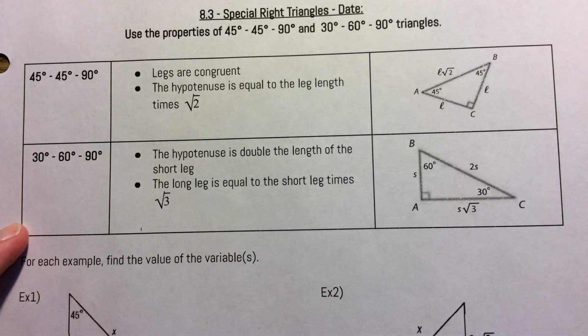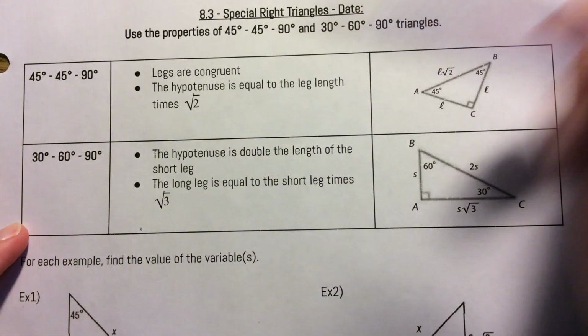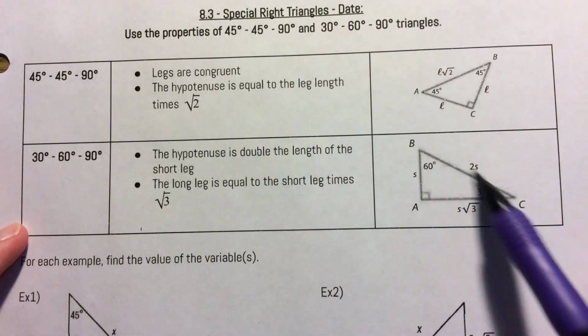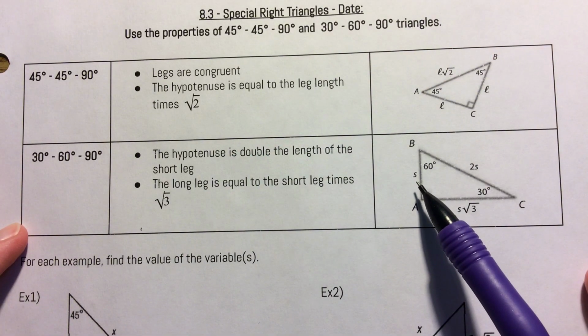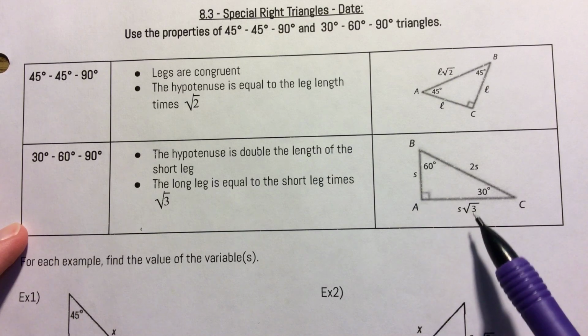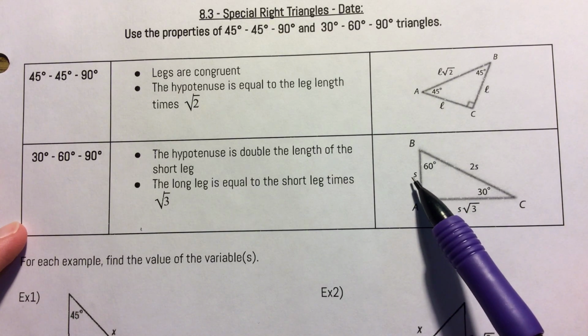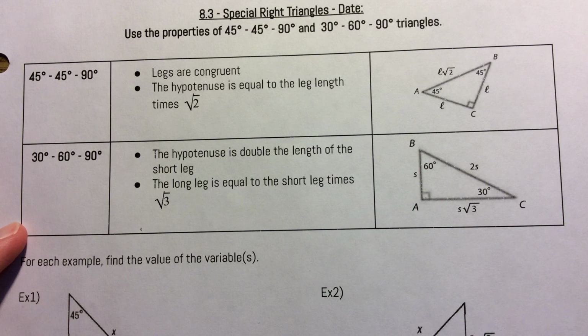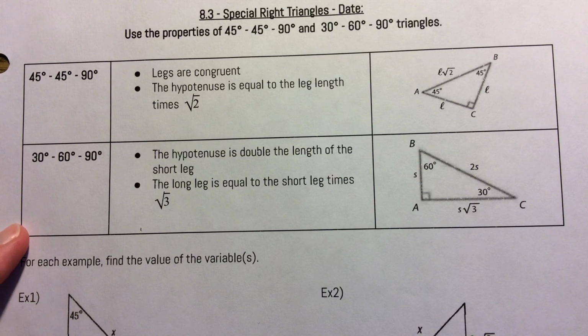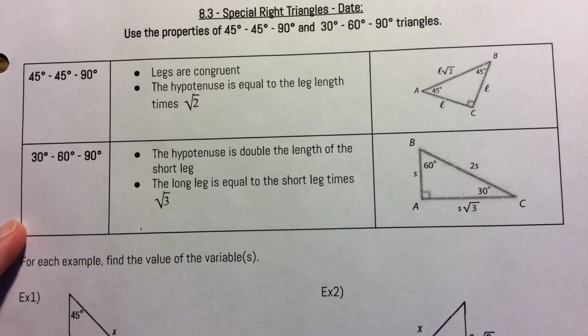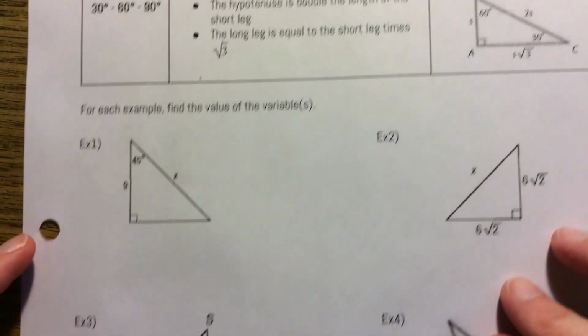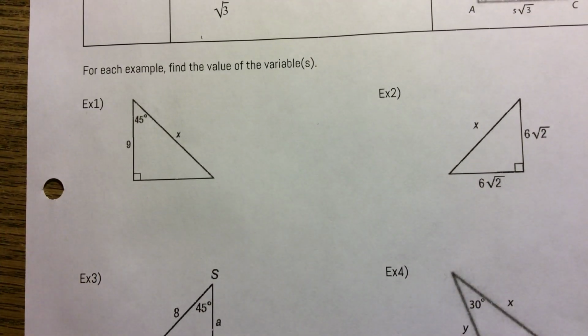In the 30-60-90 triangle, the hypotenuse is double whatever the short leg is, and the long leg is whatever the short leg is times the square root of 3. So these are the properties of these triangles, and we will go through step by step on each of these. For each example, we're going to find the value of the variable or variables on here.